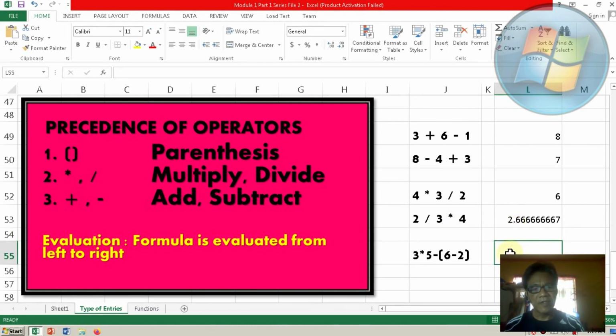Okay, so in the last example, we have the parenthesized expression. Now the parenthesized expression will be done first, even though that expression, 6 minus 2, has the lowest precedence. So the parentheses will override the normal sequence of evaluation. So this must be done first. So 6 minus 2, that's 4, and then the result will be placed for the outside expression. So 3 times 5, that's 15, minus 4, that's 11. Okay, so let's try it.